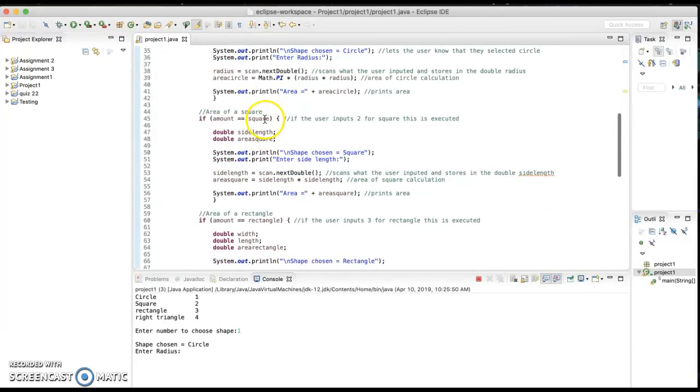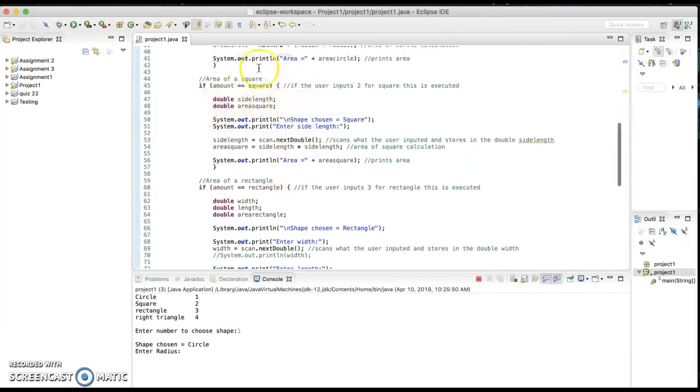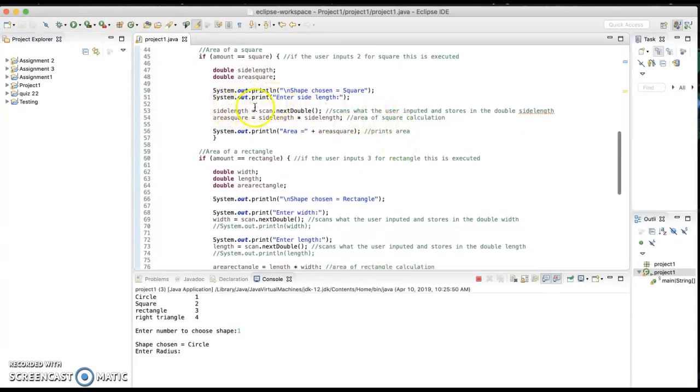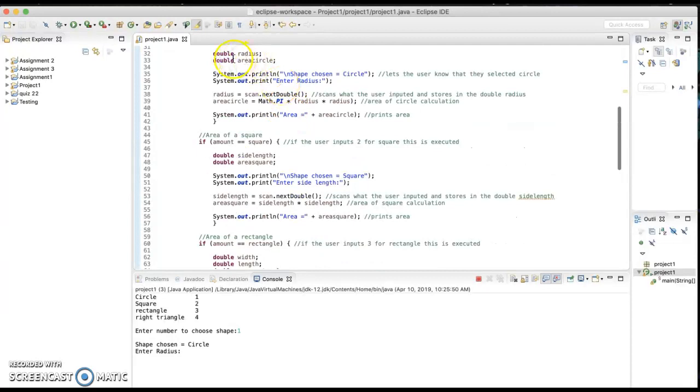And if the amount equals 2, then I have 2 doubles again, side length and the area of the square. And so then it just prints out to let you know that you did indeed choose square, and it scans whatever you entered into the system. So it prompts you to enter the length, and then it will scan what you entered, and it'll multiply them together, because that's how you get the area of the square. You multiply one side by the other, and since it's a square, they're both equal, and then it prints out the area. And you can see I'm using all doubles, because we want it to print out decimals.